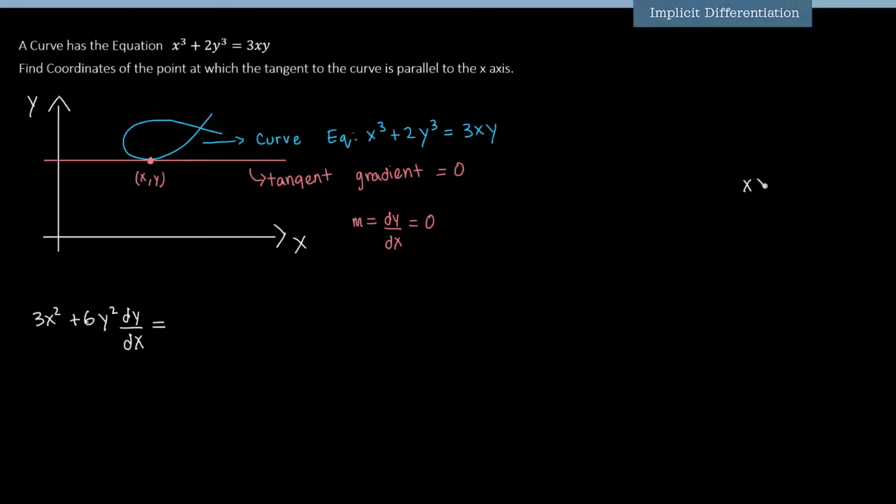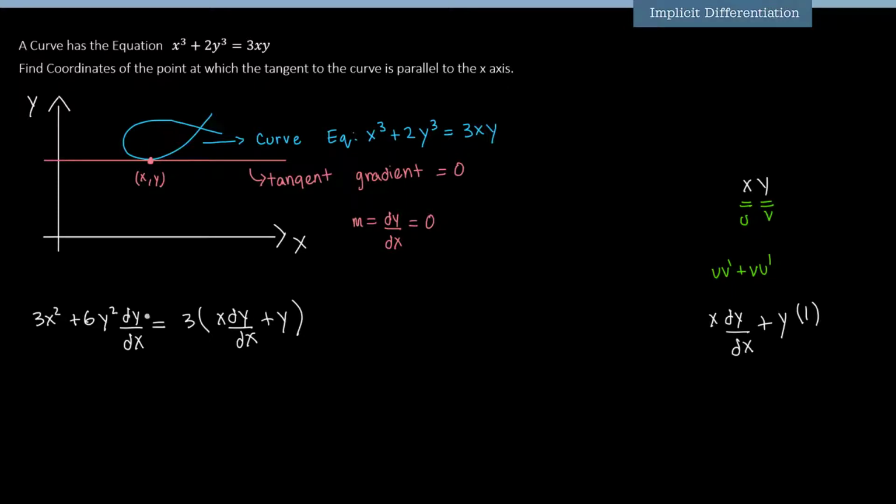For the derivative of xy, we apply the product rule. This is my function u, this is my function v, and the product rule says that the derivative of this is u times v prime plus v times u prime. So the derivative of xy is going to be, u is x, so x times v prime. The derivative of y with respect to x is dy upon dx, plus v, which is y, times u prime. The derivative of x with respect to x is 1. So this would be equal to 3 times x times dy upon dx plus y. This equation has now been differentiated.